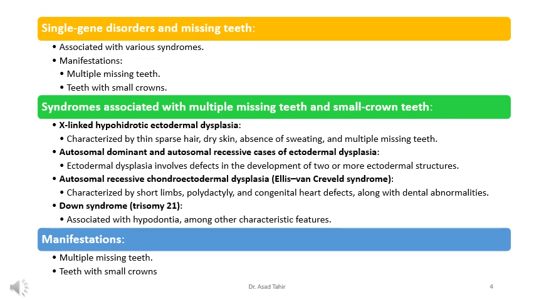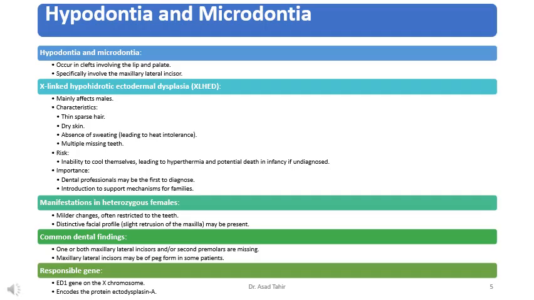Autosomal recessive chondroectodermal dysplasia, Ellis-van Creveld syndrome. Characterized by short limbs, polydactyly, and congenital heart defects, along with dental abnormalities. Down syndrome, trisomy 21. Associated with hypodontia, among other characteristic features. Manifestations. Missing teeth. Teeth with small crowns, hypodontia and microdontia. Occur in clefts involving the lip and palate.